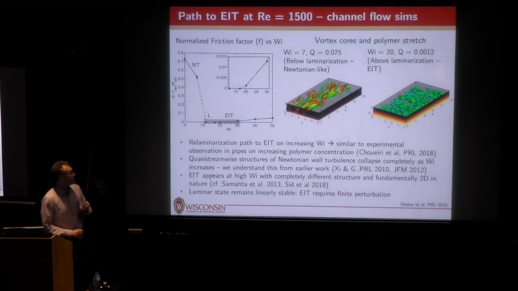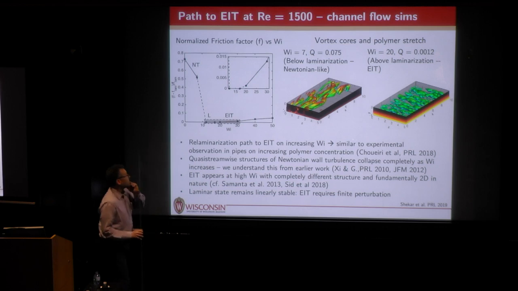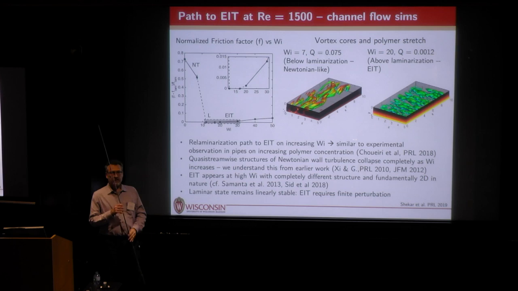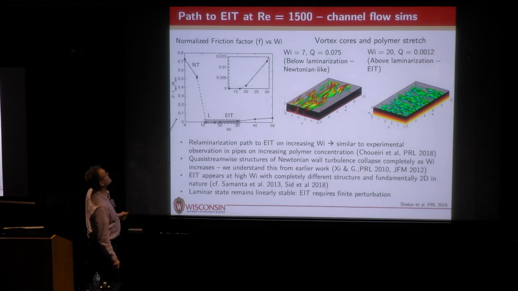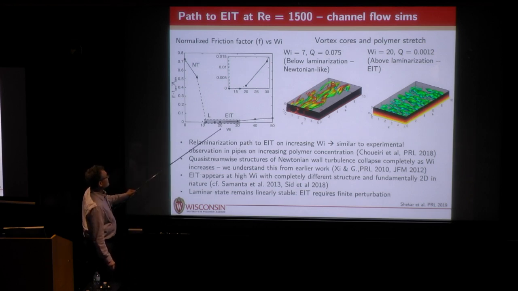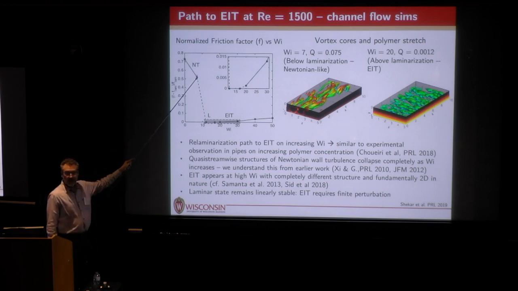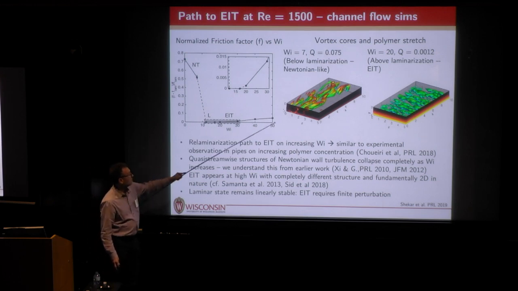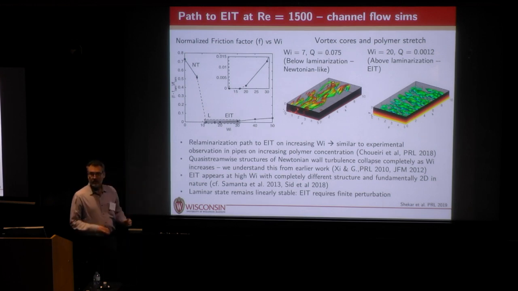These are some simulations that got published earlier this year. This is the analog to the experiments that Björn Hof's group did. Here, instead of increasing concentration, we're keeping the concentration low and increasing the Weissenberg number. This is normalized friction factor versus Weissenberg number. There's the Newtonian point. As you increase Weissenberg number, friction factor goes down, but eventually, in this case, you laminarize. As you increase the Weissenberg number further, sufficiently energetic perturbations will go turbulent again, and that's this regime here. So this is very closely analogous to Björn's experiments.